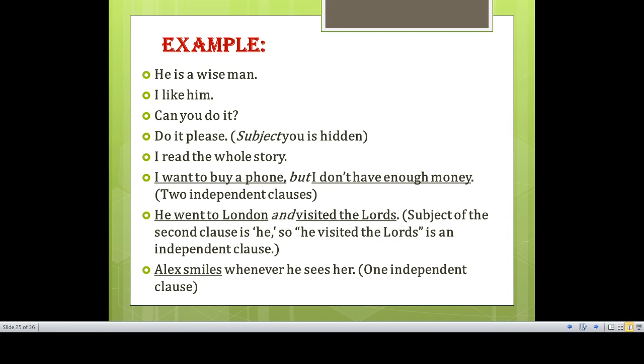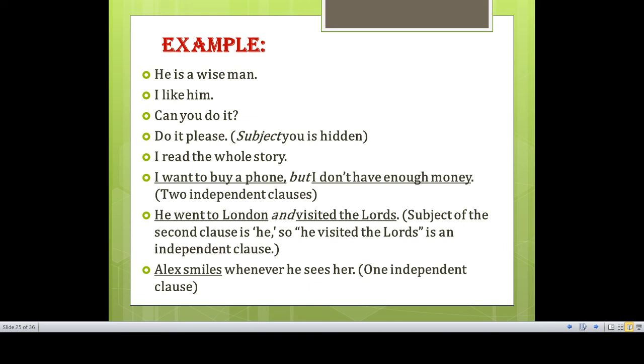He is a wise man. I like him. Can you do it? It's an interrogation, it's a question. Do it, please. It's a complete sentence, it's a regular sentence, it has got an apparent and noticeable verb, "do it." The subject is not there, it's an imperative, maybe an order or maybe a request. So in fact, the subject is hidden, but you do have the verb, so it's an independent clause. I read the whole story. Quite normally, an independent main clause, a one-clause sentence.